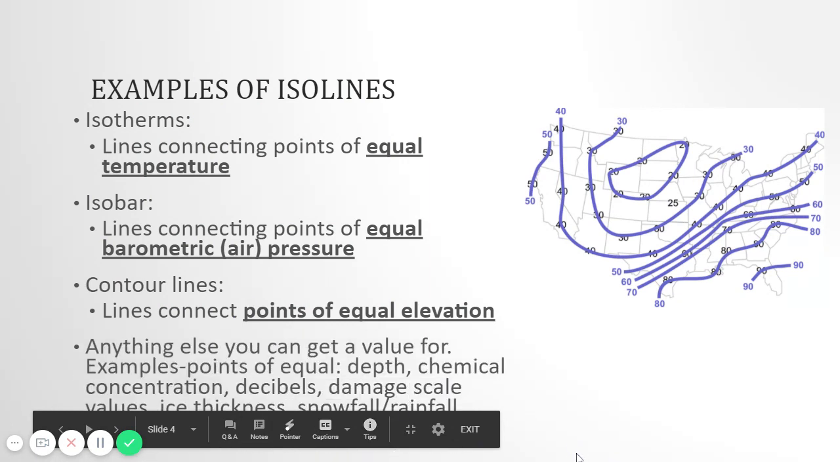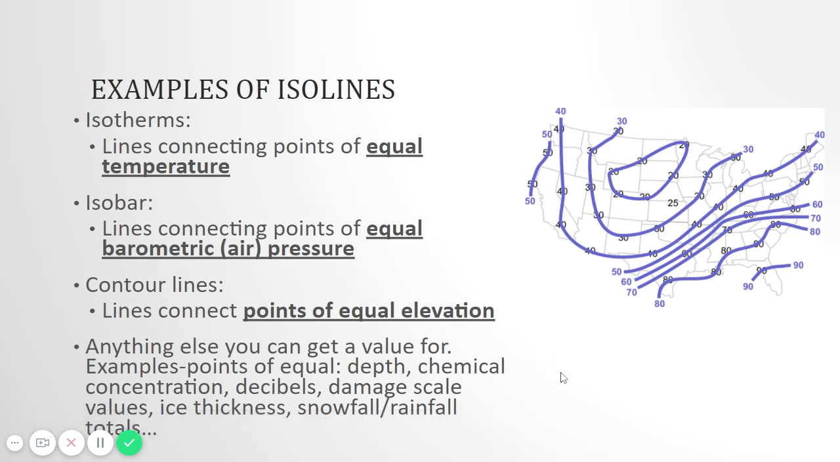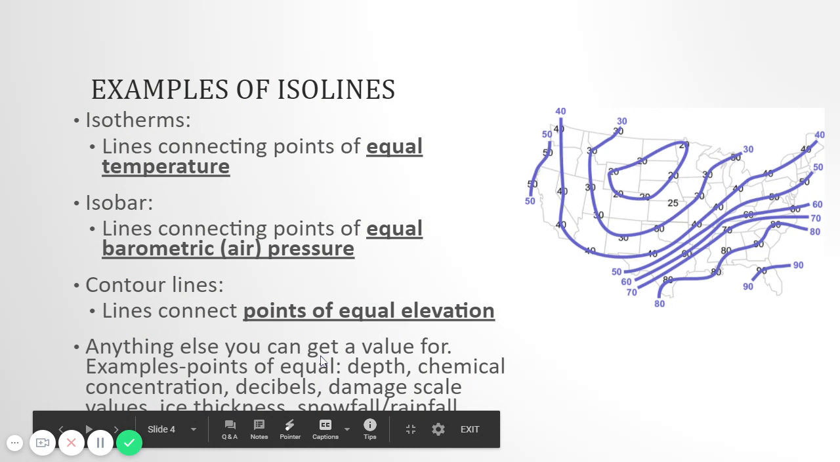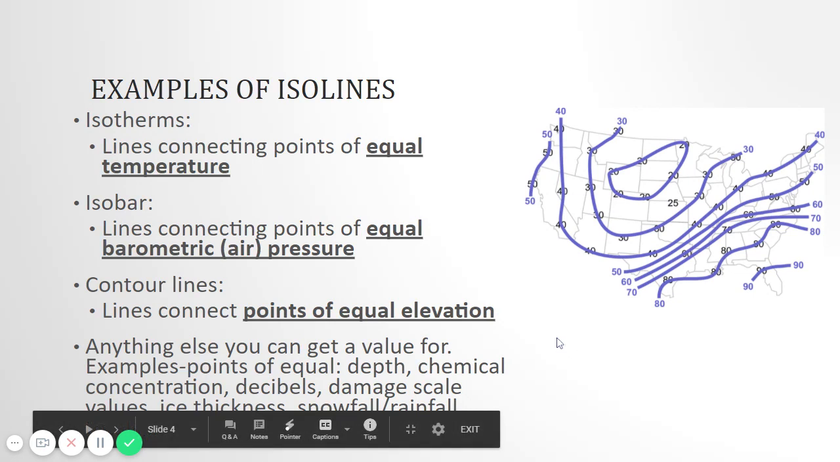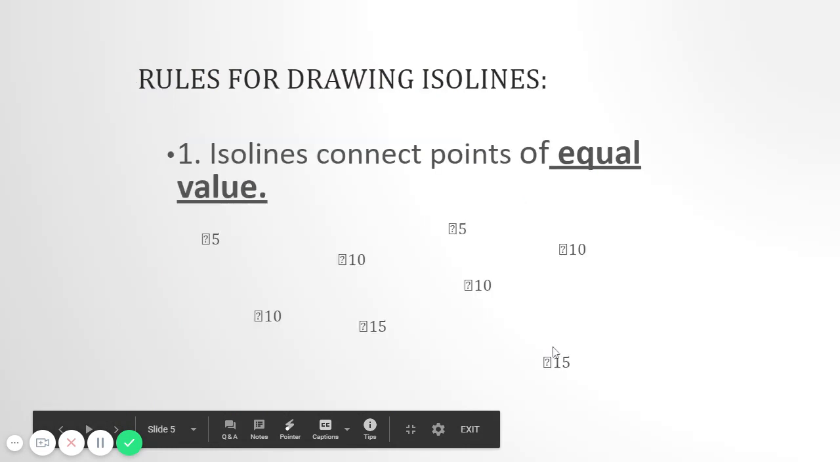So anything that you can have a value for, you can have an isoline for. So like I said before, if you can measure with an instrument and get a number, then you can make an isoline out of it. And some of them have specific names, like isotherm and isobar, and some of them don't. It depends on what you're looking at. So let's get into the rules. There's going to be 5.